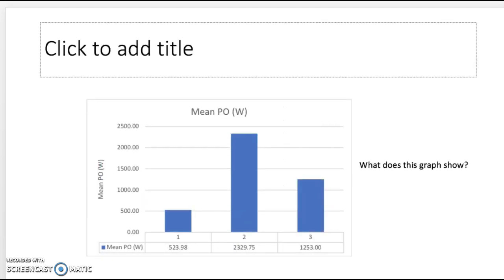Mean power in watts. So the lowest score, number 1, was 523.98. The largest score was 2,329.75, number 2, and the mean was 1,253. As you can see, was number 3.